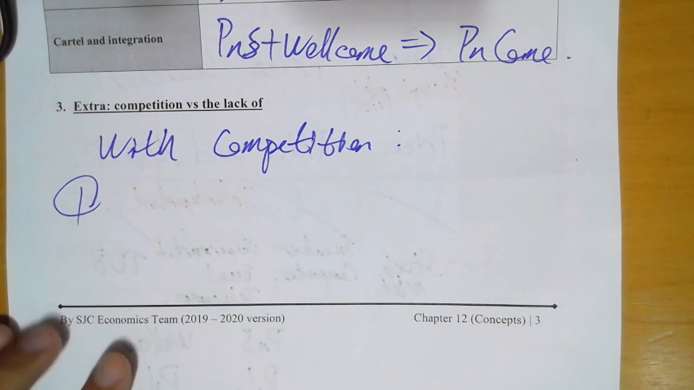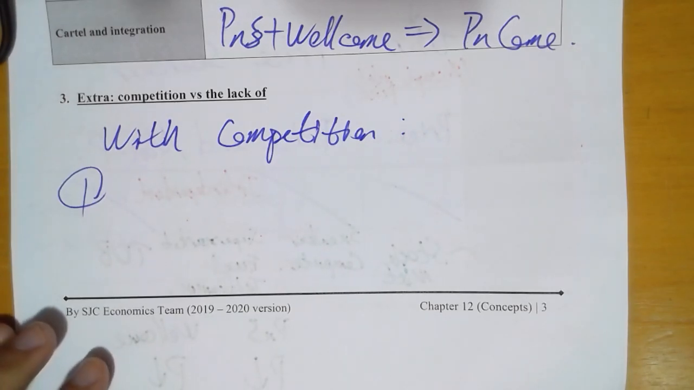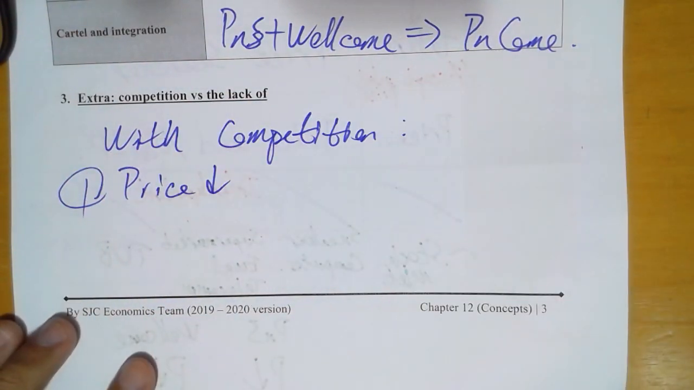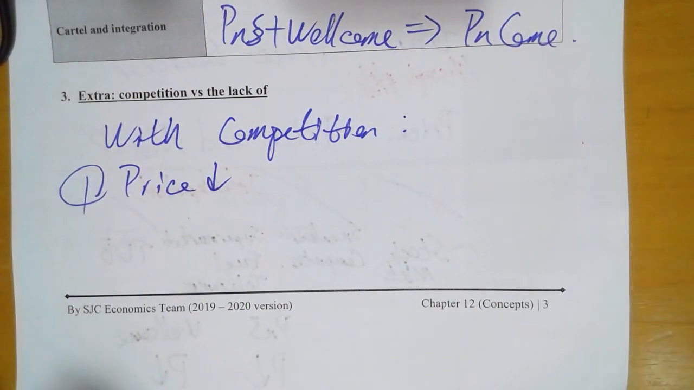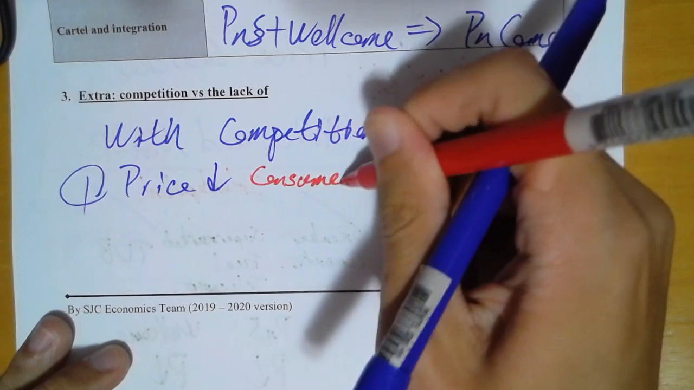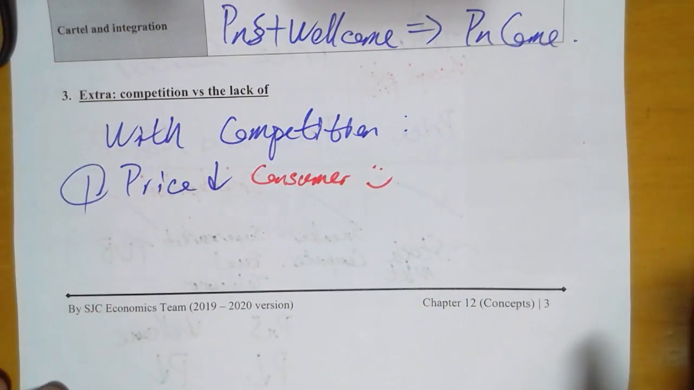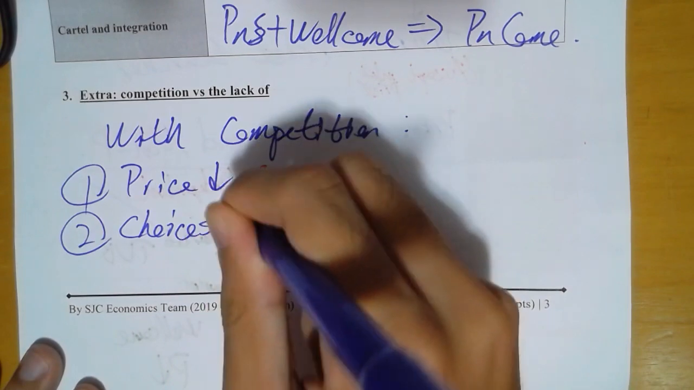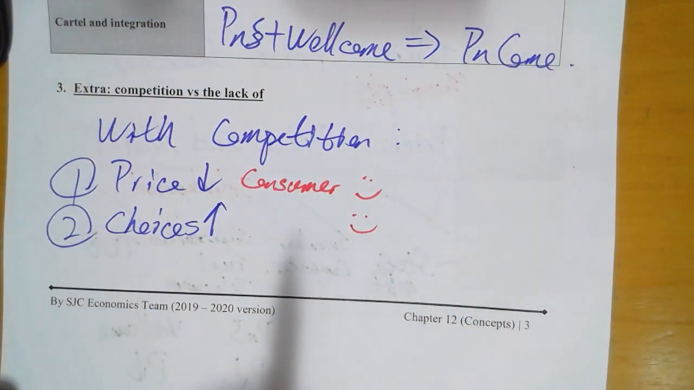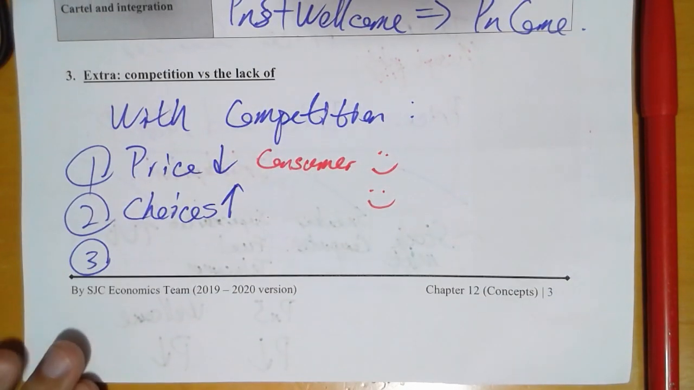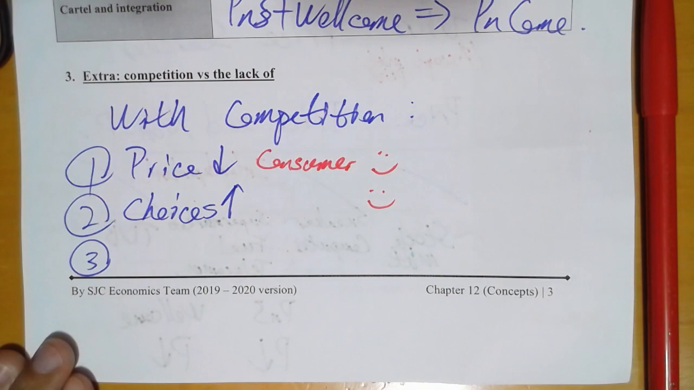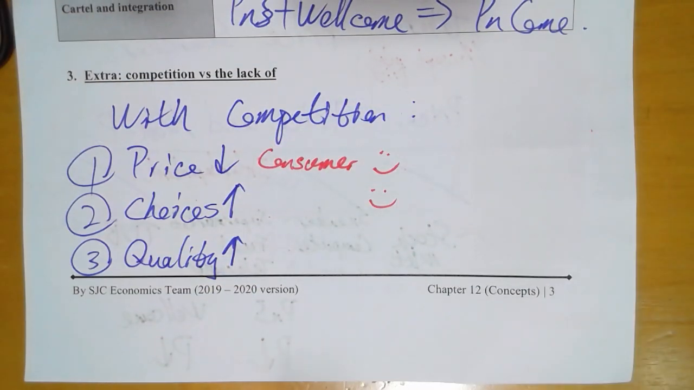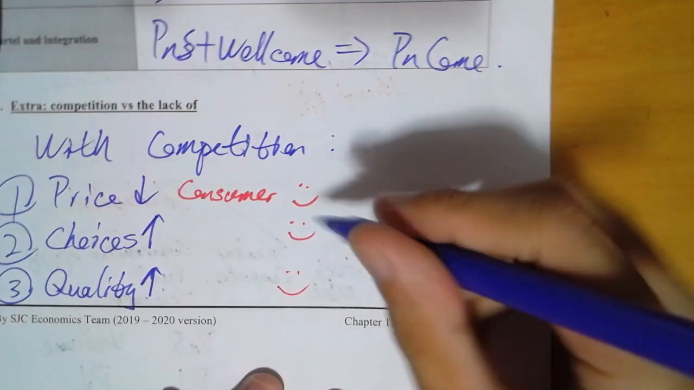Number 1, when there are more competitions, obviously most likely price will go down. So consumer would be very happy. 係咪啊？ Now second, with more competition, we have more choices. Also, consumer happy. Now third, with competitions, besides price, we also have non-price, namely quality is likely to increase, also good for consumer.